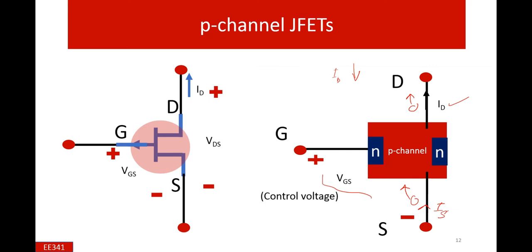So this is the symbolic representation of a P channel JFET: gate terminal, drain, and the source, and VDS is a control voltage with the variation of current, and VGS is the control parameter for the current ID, and that's all. This is the P channel JFET.